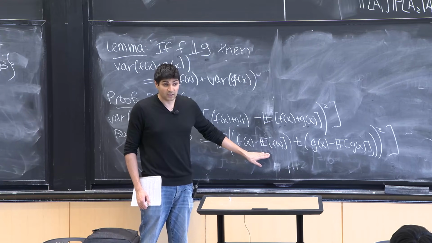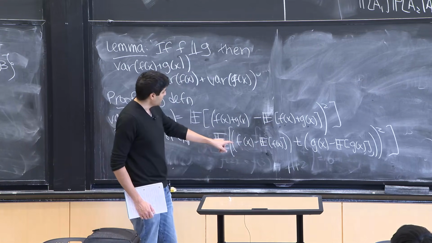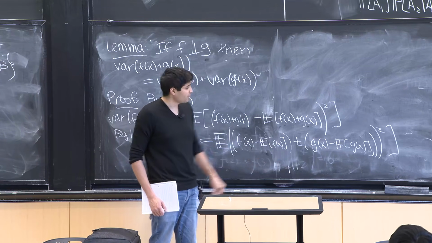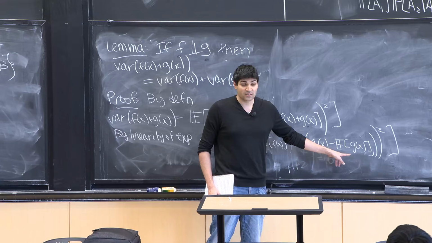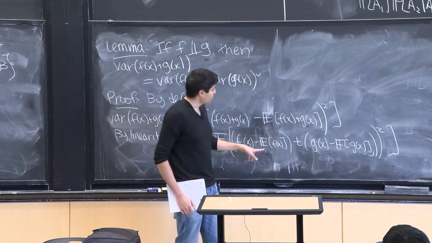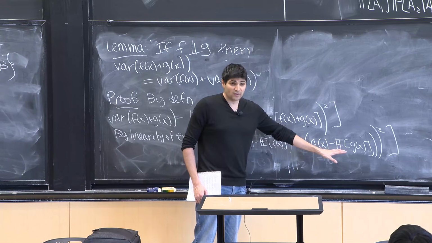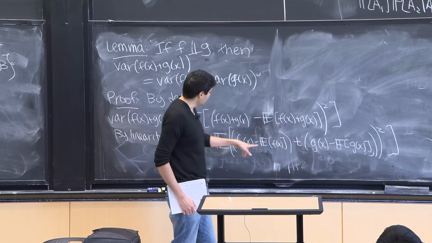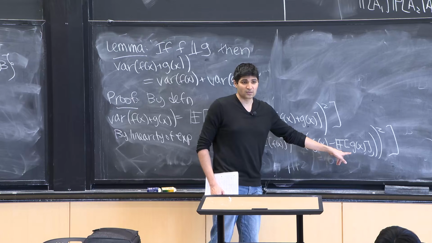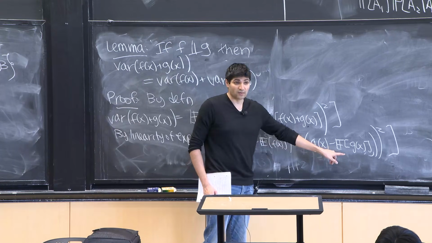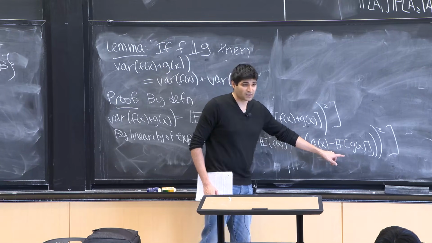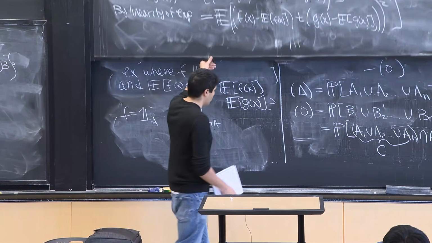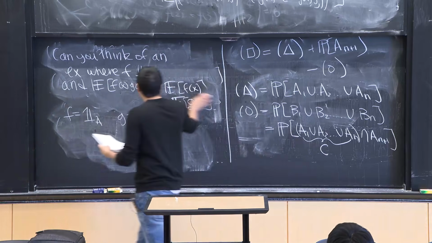But now what I can do is I can expand the square. And if I expand the square, I'm going to get this quantity squared. That's literally the definition of the variance of f. I'm going to get this quantity squared. That's the variance of g. And I'm going to get cross terms. But now the key thing is that that cross term is 0 because of independence. I have the expectation of this times this. Because these things are independent, it's the product of their expectations, and each individual thing is 0. So that's really the last part of the argument. I can write that out a bit more precisely.